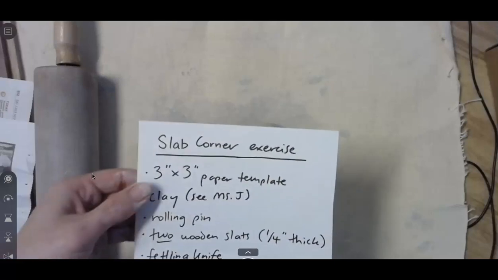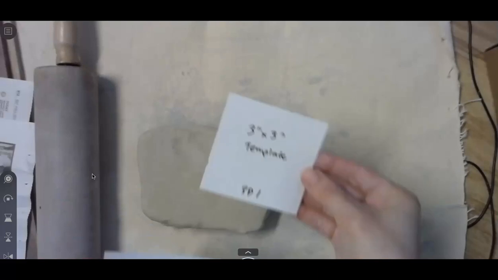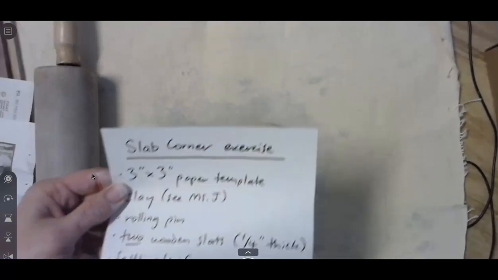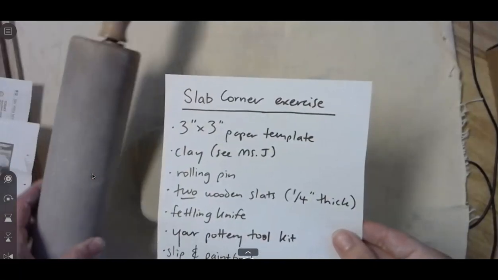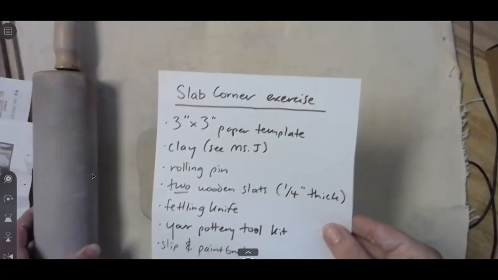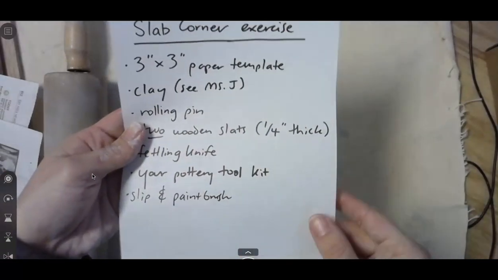What you're going to need are the following items. You're going to need the 3x3 paper template. It's going to look like this. You're going to need clay, so see me for clay. You'll need a rolling pin, and you're going to have to share these. You'll need 2 wooden slats. Please make sure they're 1/4 inch thick.